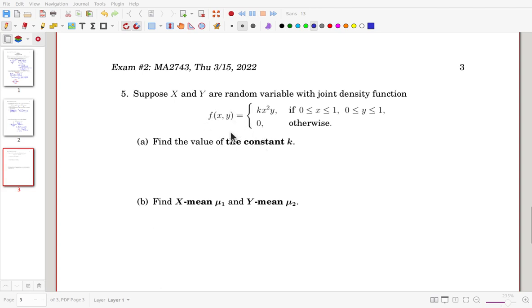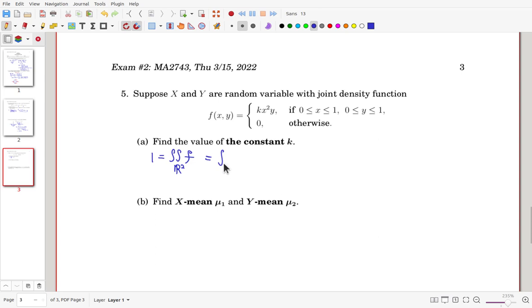For the function f to be a joint density function, the integration must be 1, right? And clearly the values are non-negative, and the integration must be 1. So the integral of f over R2 must be 1. Now, because f is 0 outside, we can get the integral by integrating only over this region.